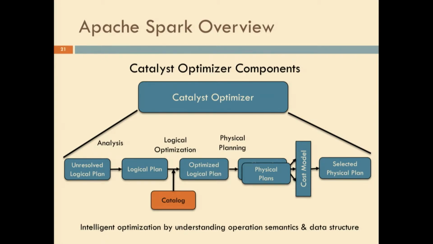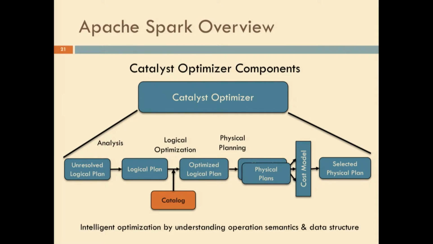Does the optimizer look at data when trying to optimize? I'll talk about it in a second, yes. And then it generates the optimized logical plan and translates that to a physical plan. If you're coming from the database world, that's very, very similar. It generates multiple physical plans and figures out what's the best plan to execute.